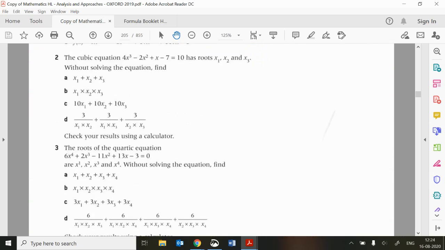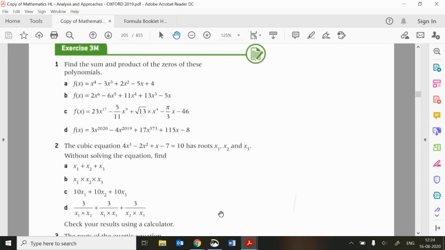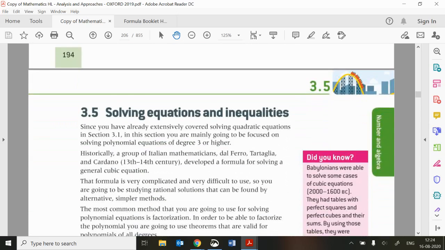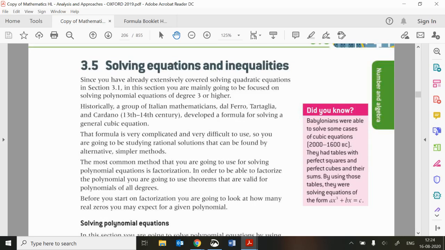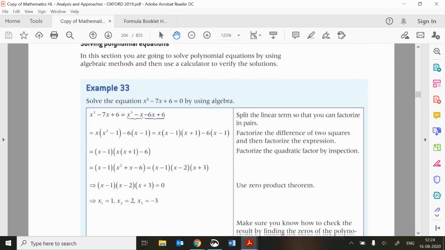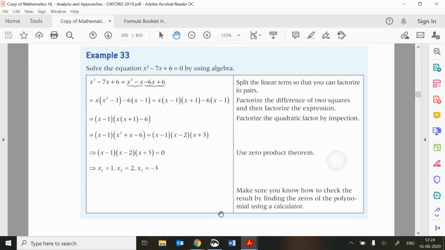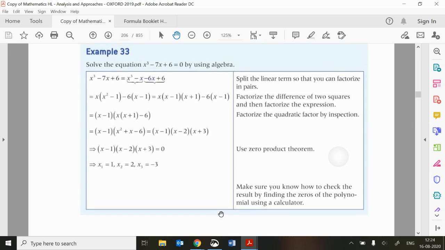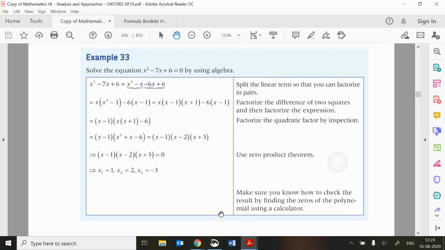And so your exercise here is 3M, so 3 questions on 3M. And next time round, we're talking about solving equations and inequalities. Looks like we're back to simply solving in real terms to start off with.